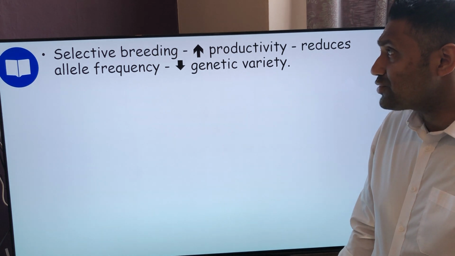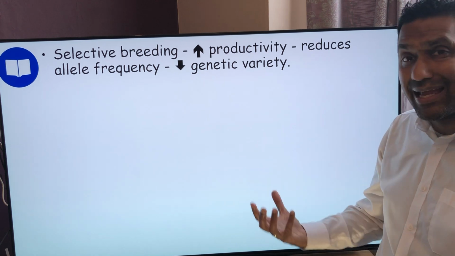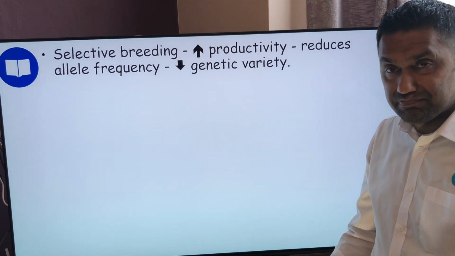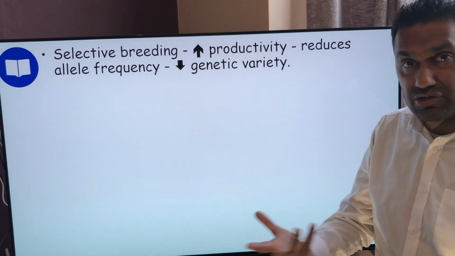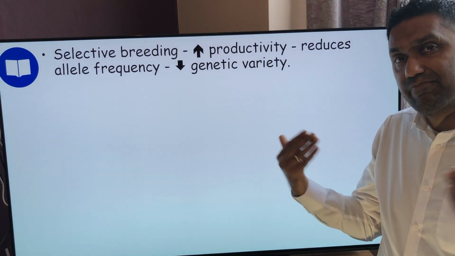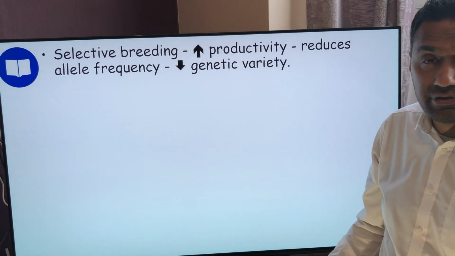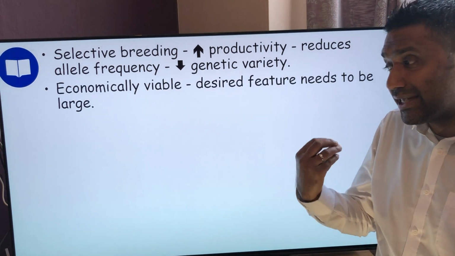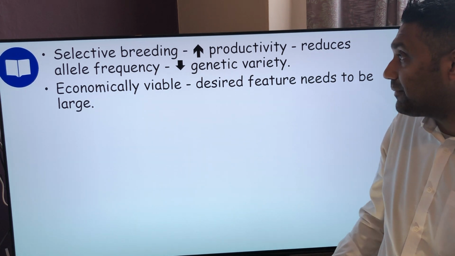Other things farmers do, they do selective breeding. Why do they do selective breeding? So they can increase the productivity. They want to have really big cows because they can sell the meat for Big Macs or steaks. They want to have big cows to produce lots of milk, or more creamy milk. Now, if you constantly keep inbreeding and selectively breeding, you're reducing the genetic variety, you're reducing the allelic frequency, you're reducing the gene pool, okay? So you're reducing the diversity, the species diversity in an area.